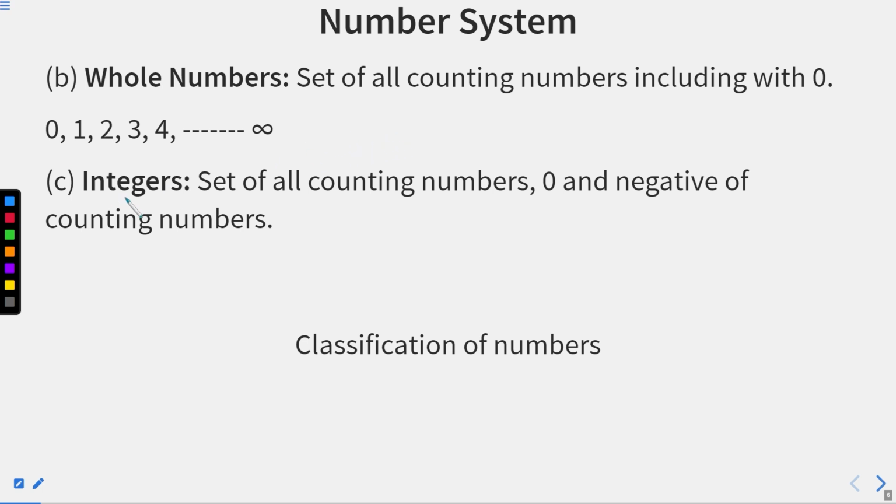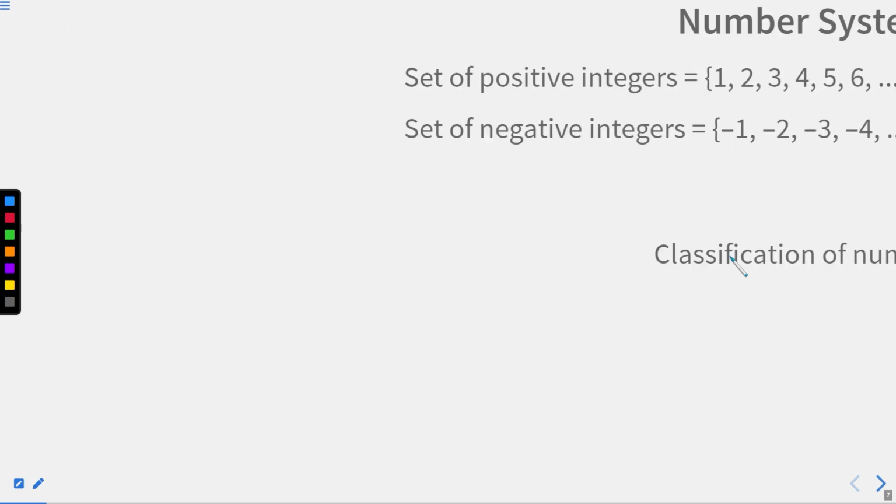So next we have integers. So what is an integer? Integers are a set combining natural numbers, negative natural numbers, and the whole number 0. So if I have to write it for you, it will be 0, 1, 2, 3 and till infinity, and -1, -2 and till minus infinity. This is what a set of integers is.